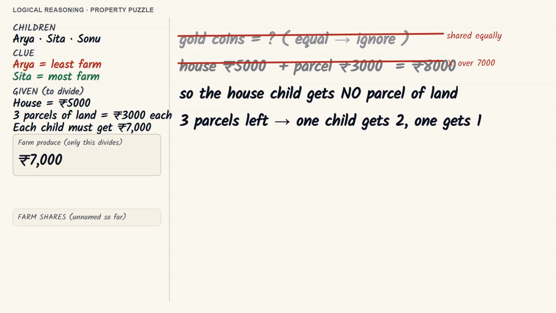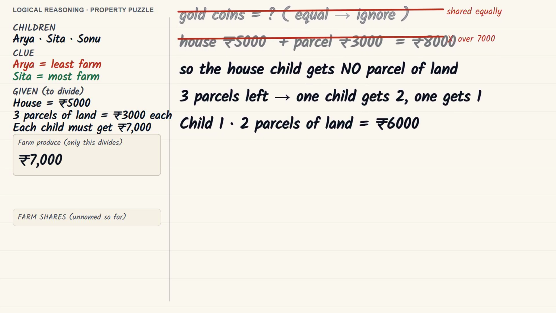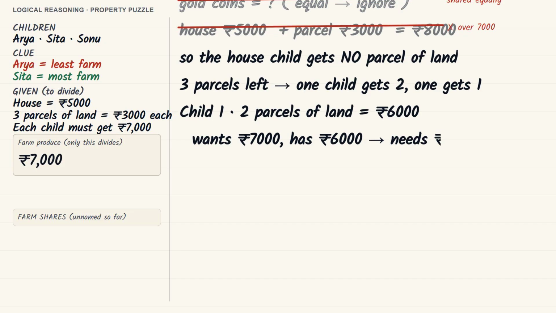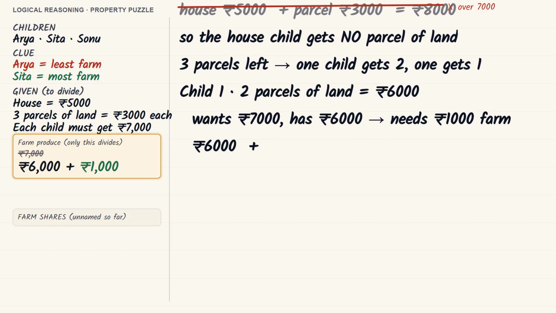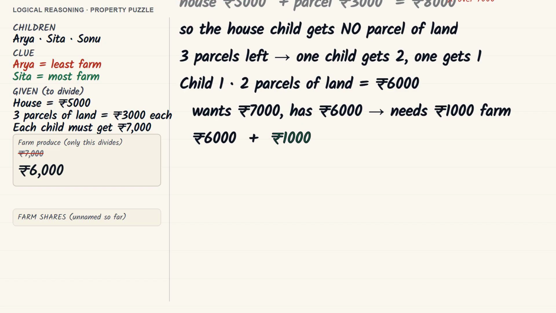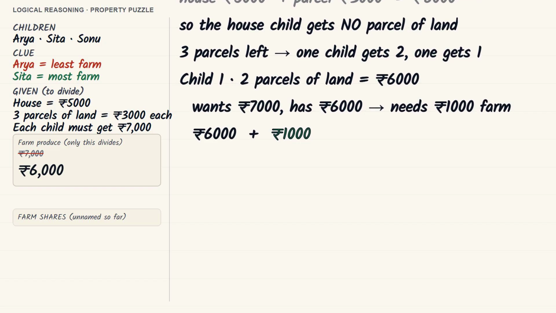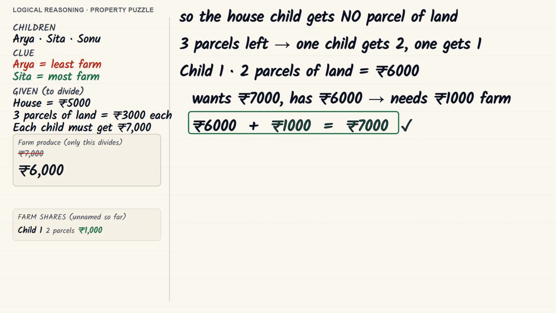Take the first child with 2 parcels of land. 2 parcels is 6,000. To reach 7,000, this child needs 1,000 more. The farm has 7,000. So let us split it. 6,000 stays and 1,000 comes out. We move this 1,000 across to the first child. 6,000 plus 1,000 makes 7,000. So this child is complete with 1,000 from the farm.